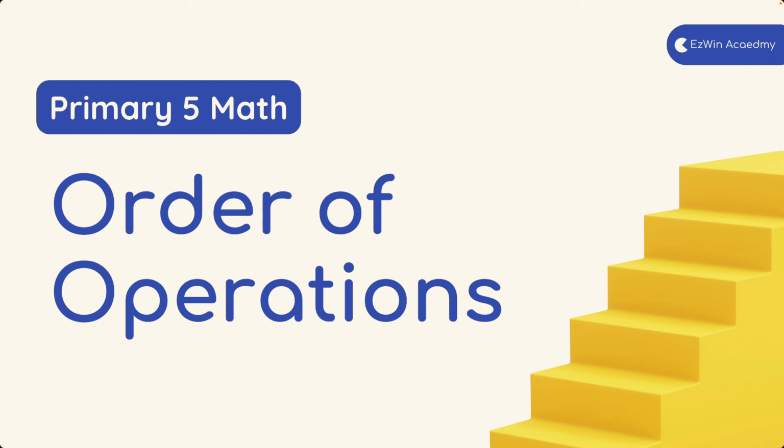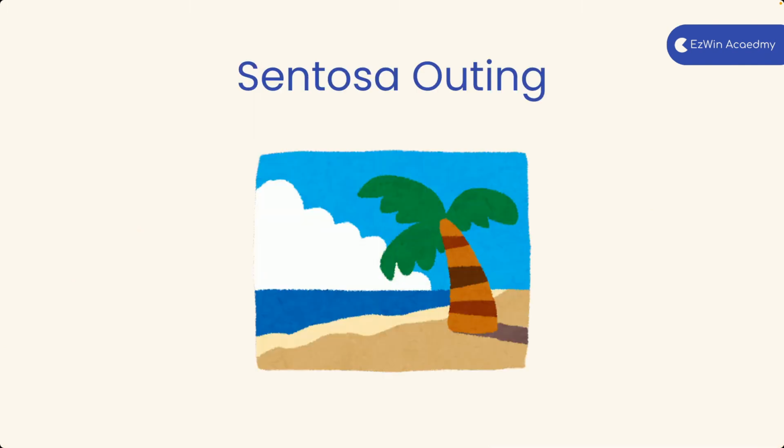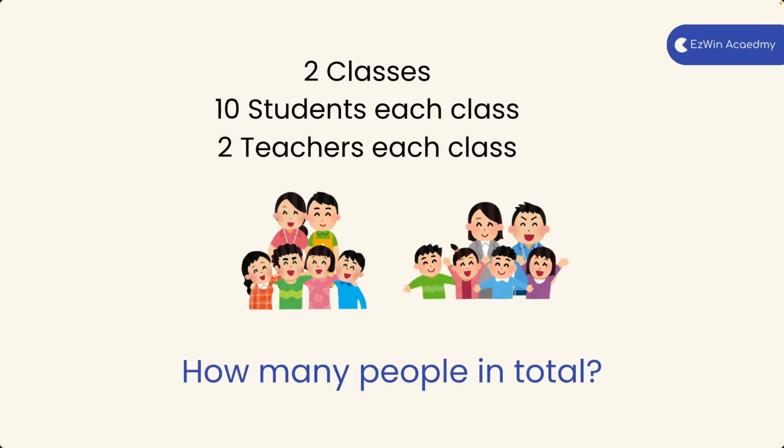In this video, I'm going to share on order of operations. But before we get started, imagine you're going to the Sentosa outing and you have two classes, 10 students in each class, and two teachers in each class. Therefore, how many people are in total?